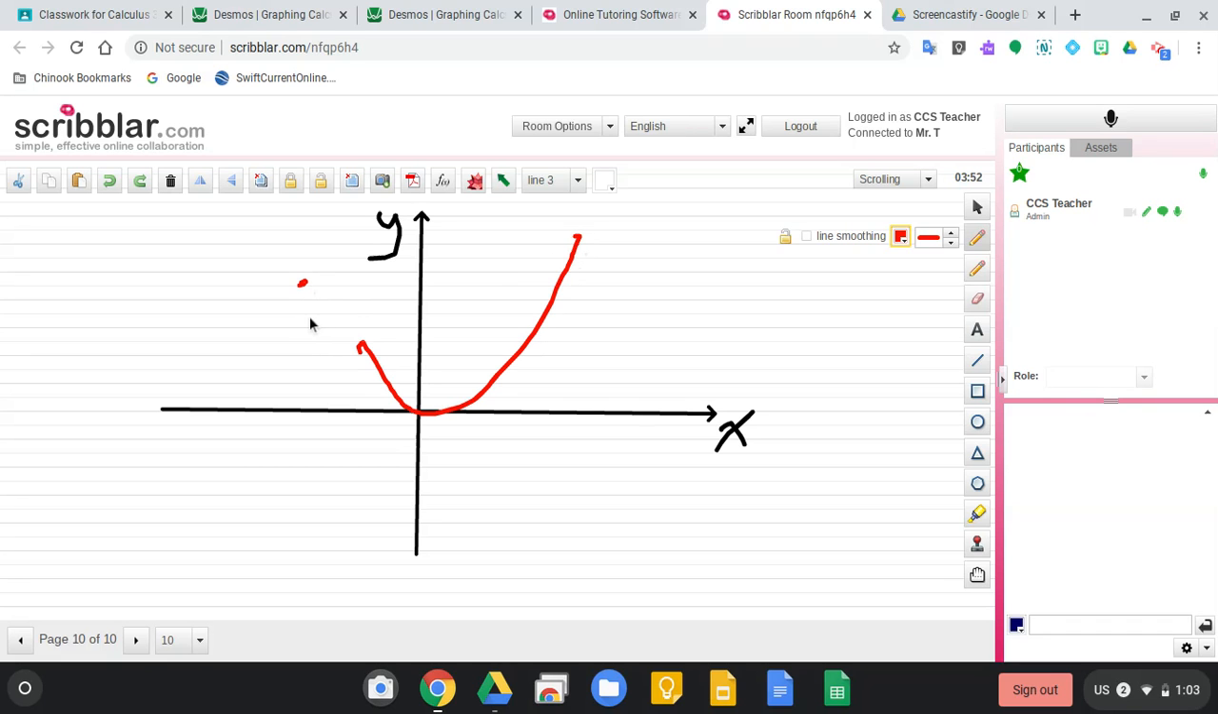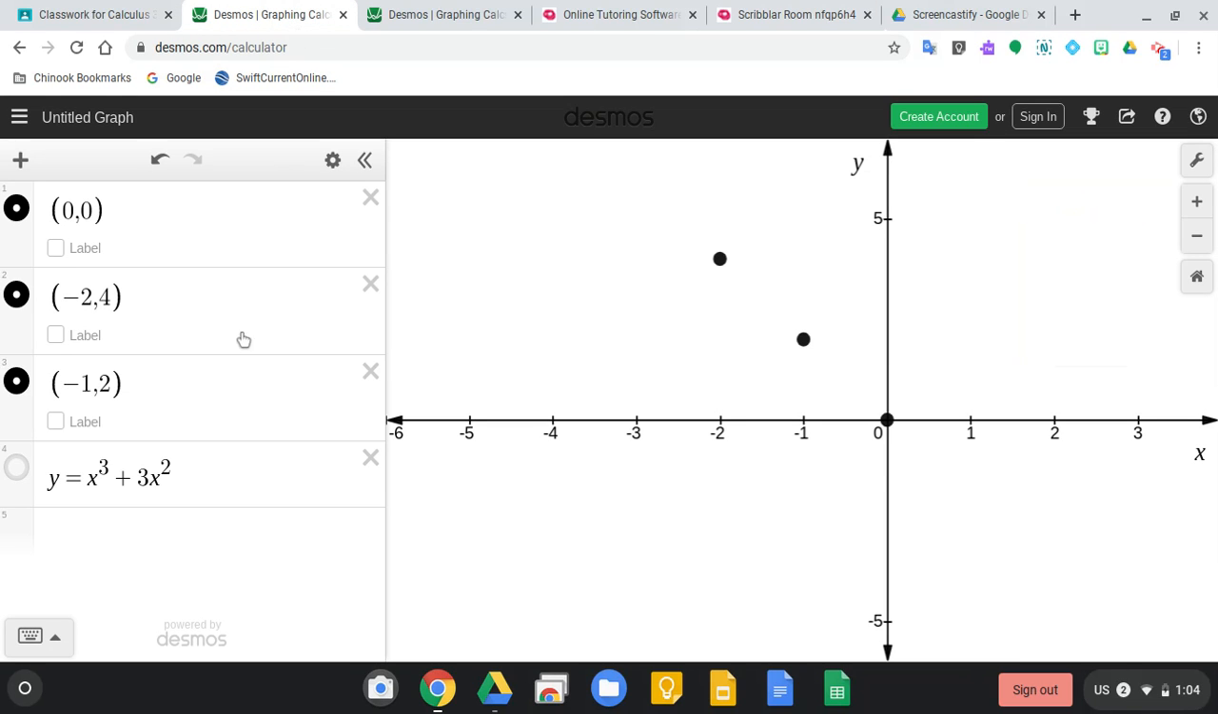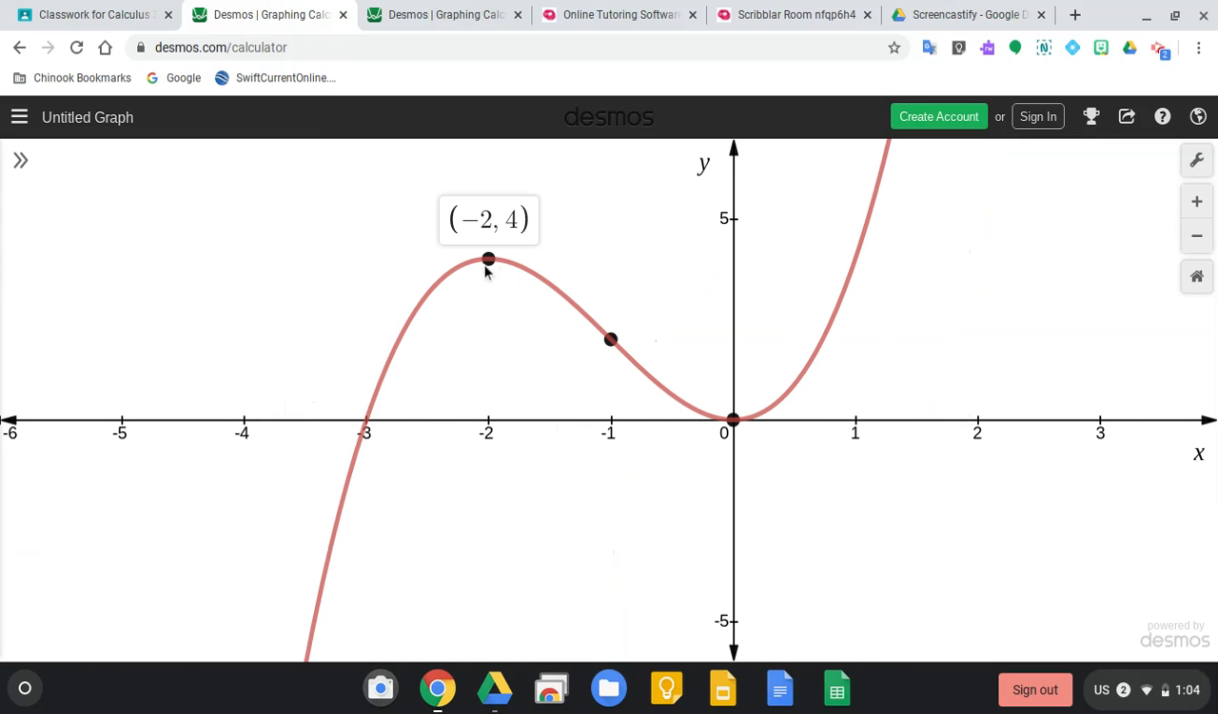At minus 2, 4, that was a maximum. That's concave down. So this section has to look like this. There's my inflection point. My inflection point was at minus 1, 2. This section is concave up. This section is concave down. So if I go back to Desmos, there's my graph. Minus 2, 4 was my maximum. Minus 1, 2 was my inflection point. 0, 0 was my minimum.